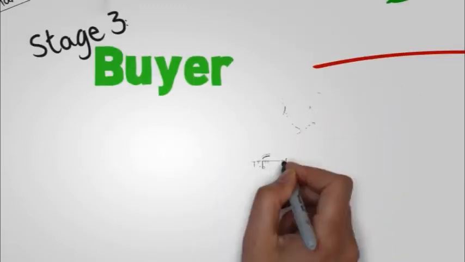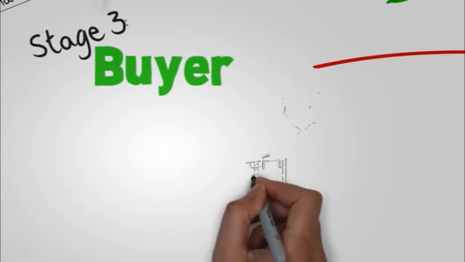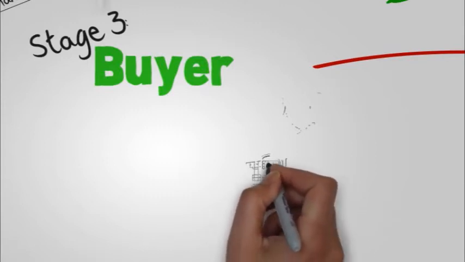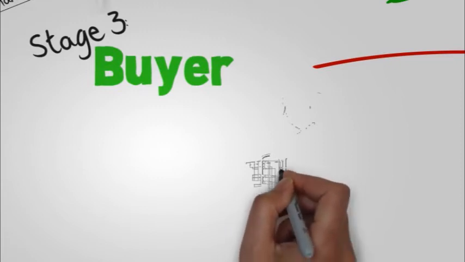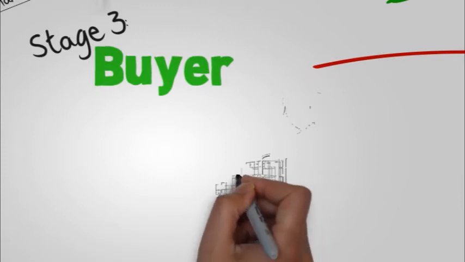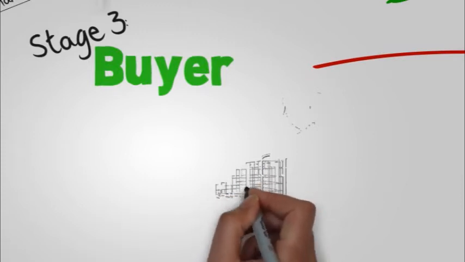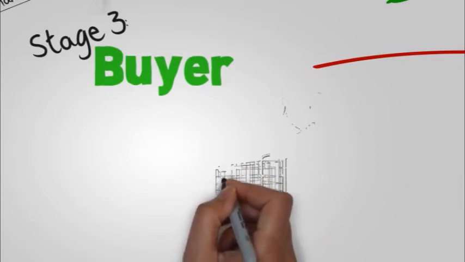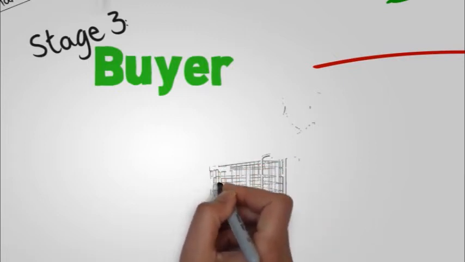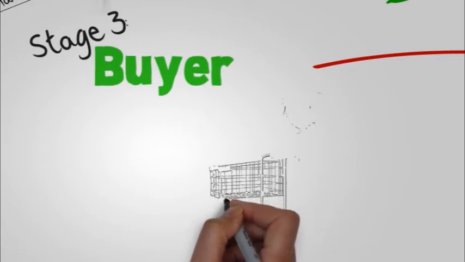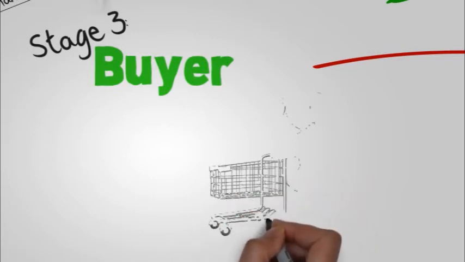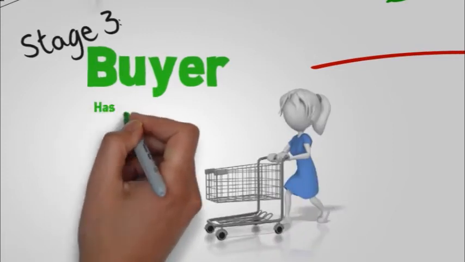Stage 3 is the buyer. Now, the buyer is that person who has gone from stranger, gone to looker, and now has made the decision. They've taken action. They've made a purchase some point within the last year. It doesn't matter, any amount. It could be just $1. It could be $1 million. It doesn't matter. If they've made any purchase within the last year, they are a buyer. This is a person who has become your customer. They definitely know you, they definitely like you, and they trust you enough to give you their hard-earned money.